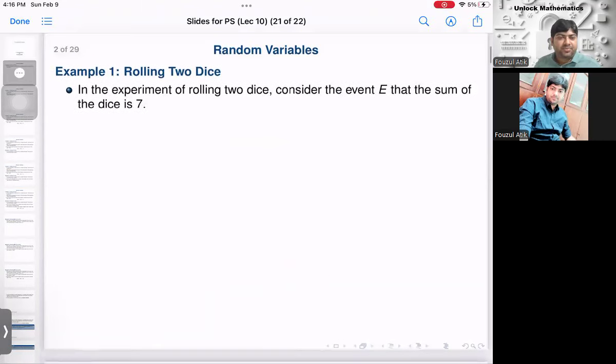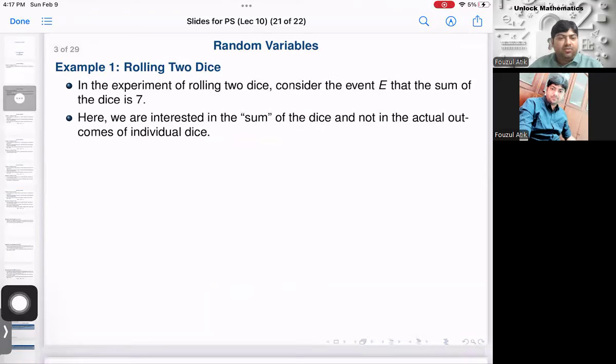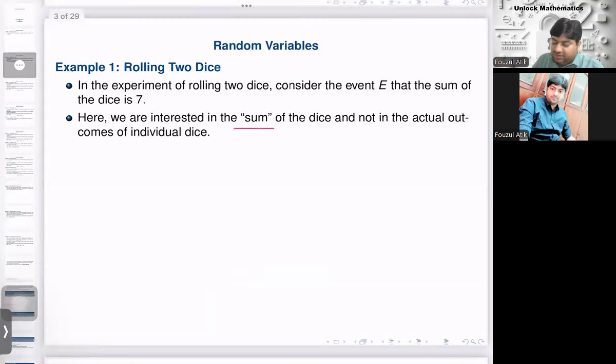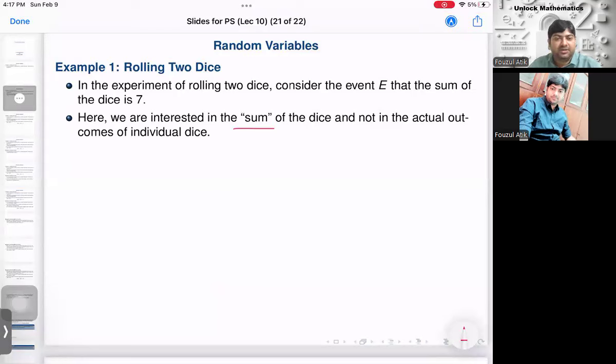Consider this example. Rolling of two dice. In the experiment of rolling two dice, consider the event E that the sum of the dice is 7. This experiment we have already discussed, and we already found the probability of this event E. Correct? Now, here we are interested in the sum of the dice. Whatever the two dice we have rolled, what is the sum of them? We are interested in that, not the actual outcomes of the individual dice.